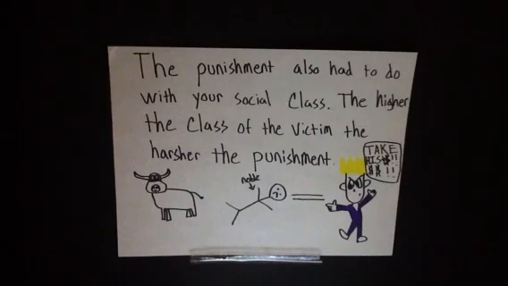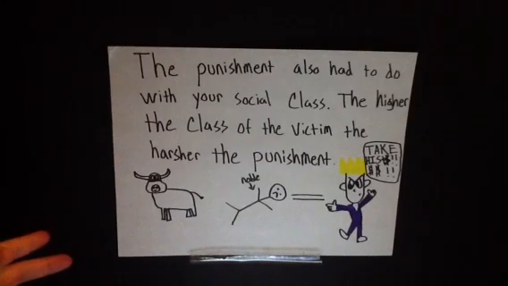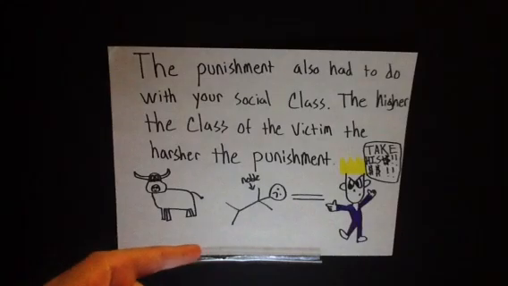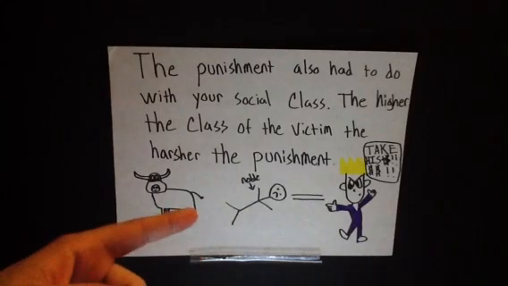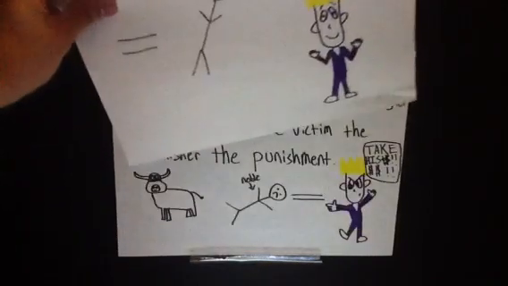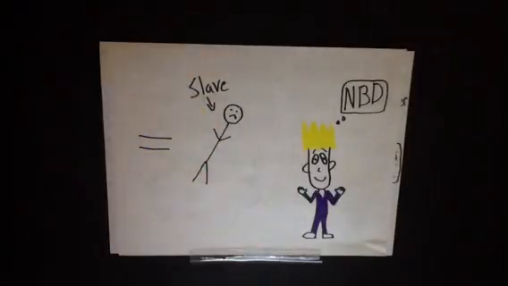For example, if someone's oxen, let's say a commoner's oxen, gored, which means sticking with his horns, a noble person, that would cost you a lot of money. It would be a lot harsher of a penalty. Now, same scenario, our little ox friend right here gored a slave, you're not going to have to pay as much. It wasn't as big of a deal.